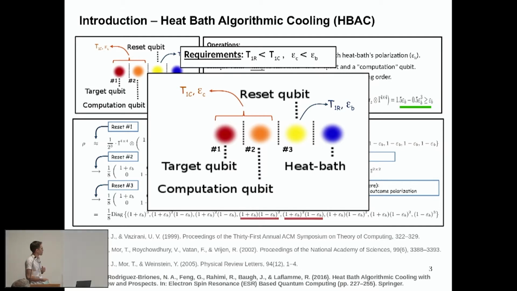The takeaway message from here is the requirements we need to be fulfilled in order for this to even be feasible. First, of course, that the heat bath polarization will be higher, ideally much higher than the target qubit polarization, and that the relaxation time for the reset qubit to return back to its equilibrium will be much faster than the relaxation time T1 of the target qubit.